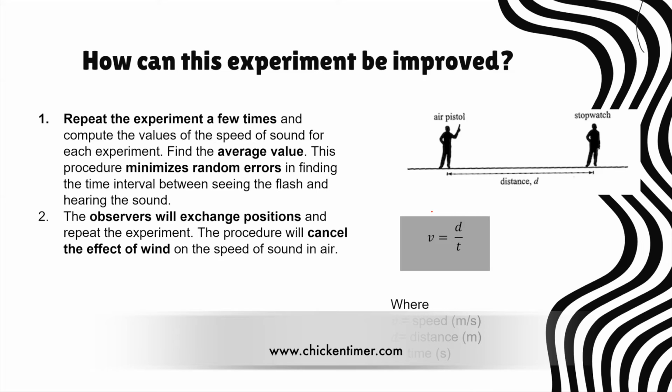So you exchange the positions. Exchanging the positions will cancel the wind effect, because sometimes the wind can cause the particles to move faster. If you switch around, that problem will be eliminated. Another thing is you can repeat the experiment many times and find the average value. So it minimizes random errors that way. This is only required if they ask you for mistakes, errors, and how to improve on the experiment.